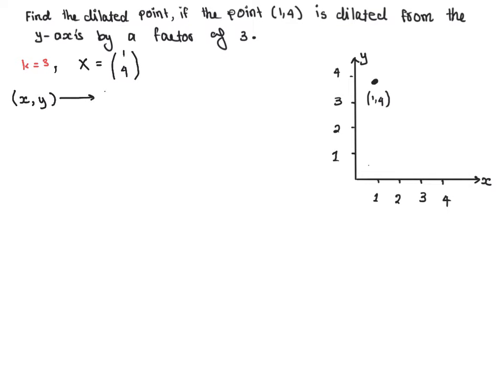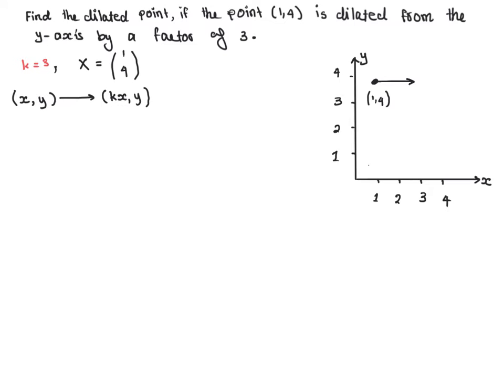goes to kx comma y. So the x changes to kx, the y remains the same. What that means is we move parallel to the x-axis, and we're changing the x value while keeping the y constant, right?